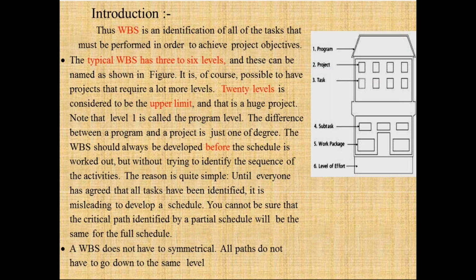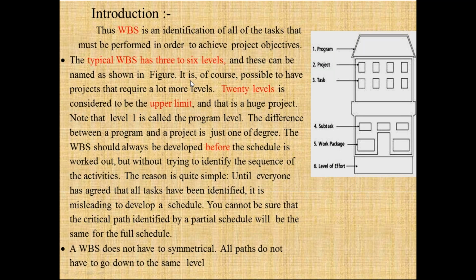Now, the work breakdown structure is an identification of all the tasks that must be performed in order to achieve the project objectives. The typical work breakdown structure has 3 to 6 levels, and these can be named as shown in the figure. In this figure, we can see the various levels of a work breakdown structure. This is the program level, then the project level, then the task level, then the subtask level, then the work package, and finally the activity level.